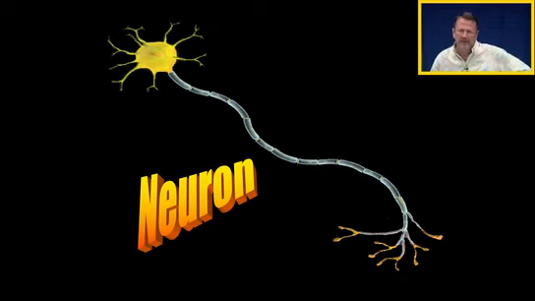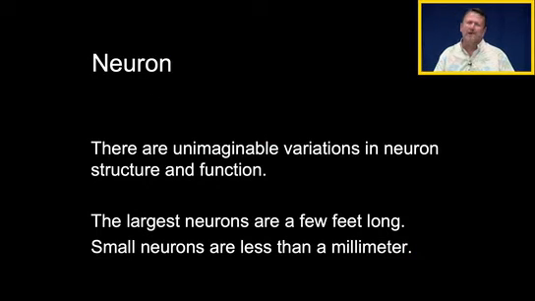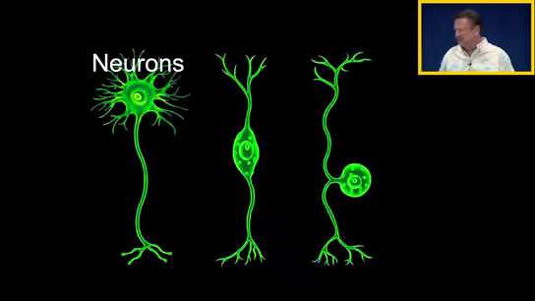So again, here is somebody's cartoon of a neuron. There are all sorts of shapes and sizes. The longest neurons start in your motor cortex and go down to your spinal gray. Very short neurons are even less than a millimeter. They're called interneurons, teeny, teeny, tiny neurons. So there are unimaginable variations in neuron structure and functions. Again, the largest neurons are a few feet long, and the smallest neurons are less than a millimeter.